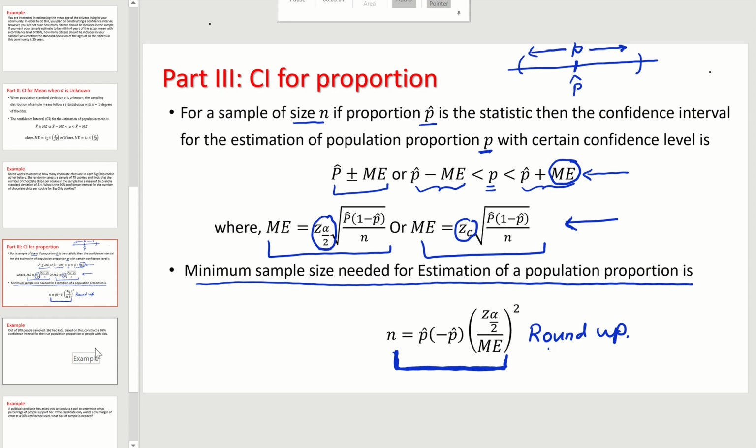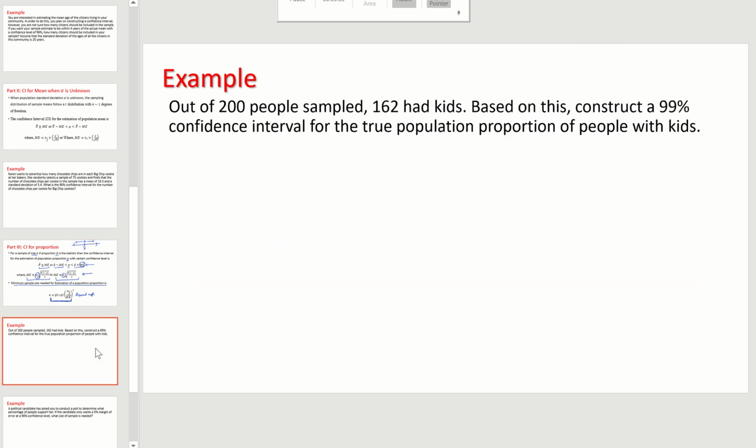Let's take an example. Okay, here is the example. Out of 200 people sampled, 162 had kids. Based on this, construct a 99% confidence interval for true population proportion of people with kids.